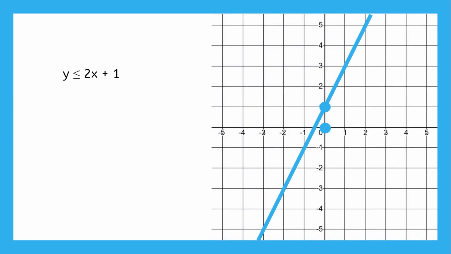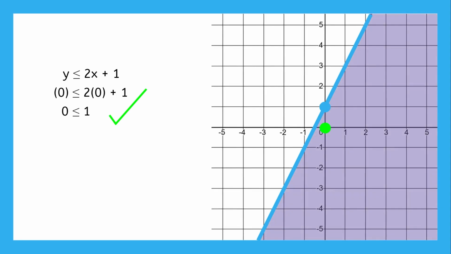So let's test 0, 0 and see if it's on the side with the solutions or not. We replace x and y with 0, and 2 times 0 zeroes out and disappears, so we get the statement that 0 is less than or equal to 1. This is a true statement, so our test point was on the correct side, which means we shade in that side of the line to show that this is where all of our solutions are.